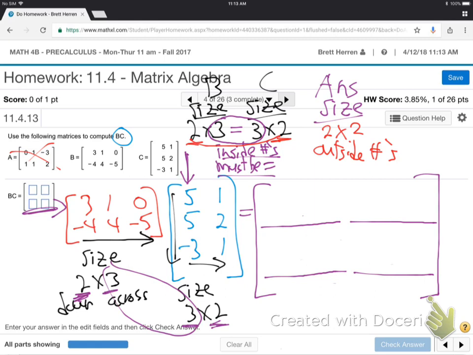Start with the left again, lower left. Negative 4 times 5, everybody jumps. 4 times 5, everybody jumps. Negative 5 times negative 3. Write it all down. That's lower left.